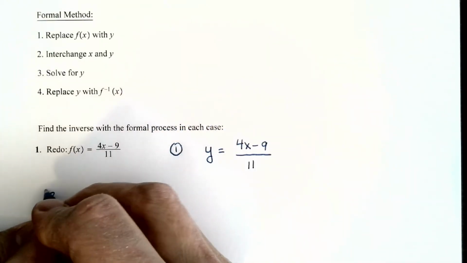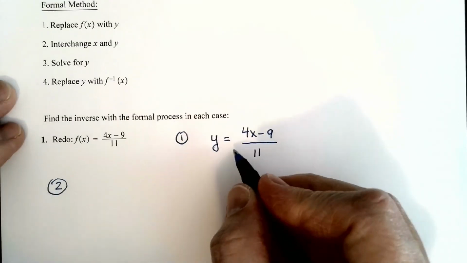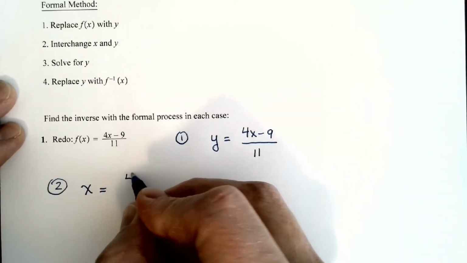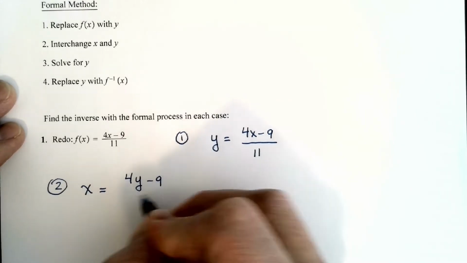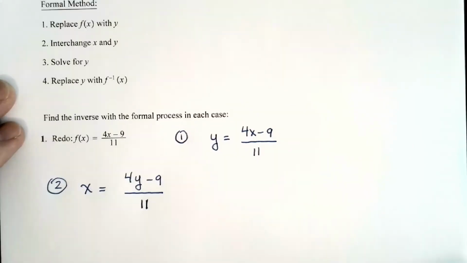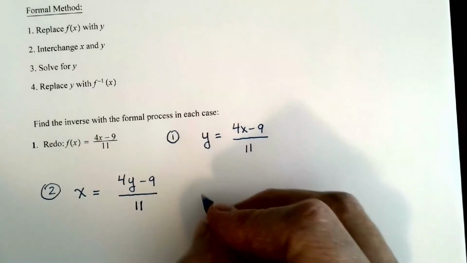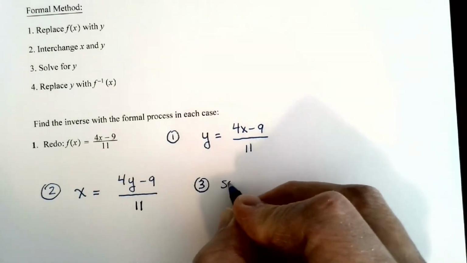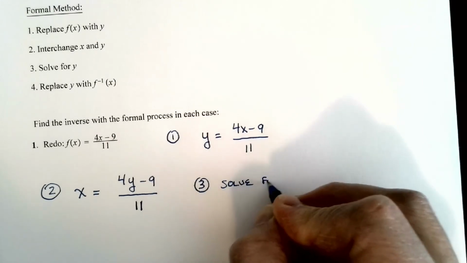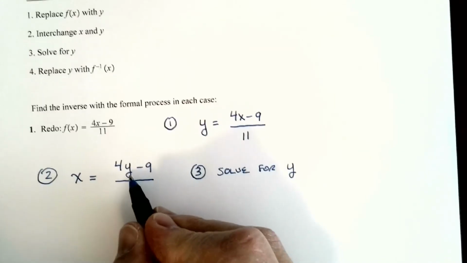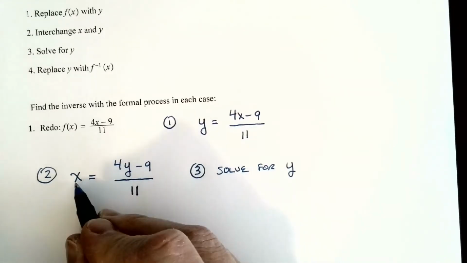Step number two, I'm going to interchange the values of x and y. So my y magically becomes an x, and my x becomes a y. And again, this is just so that our inverse function is a function of x as opposed to a function of y. Okay, step three, we're going to solve for y. Remember, when we're solving for y, it means I want to get y all by itself on this side and everything else over here.